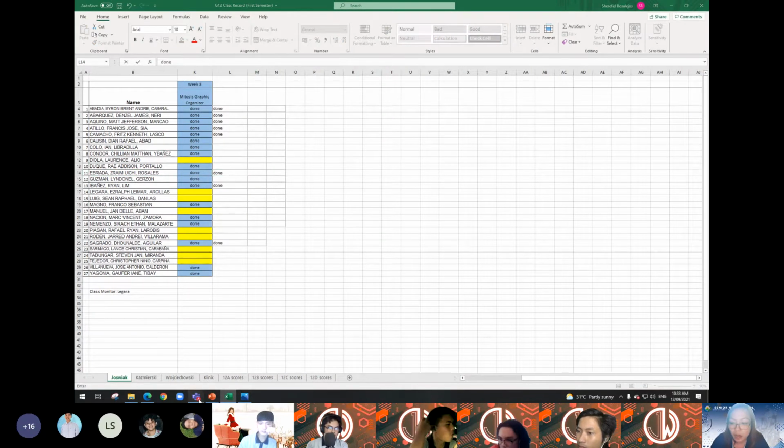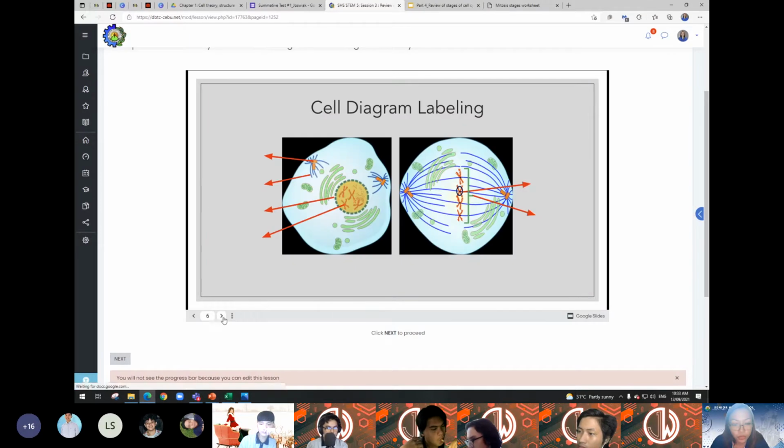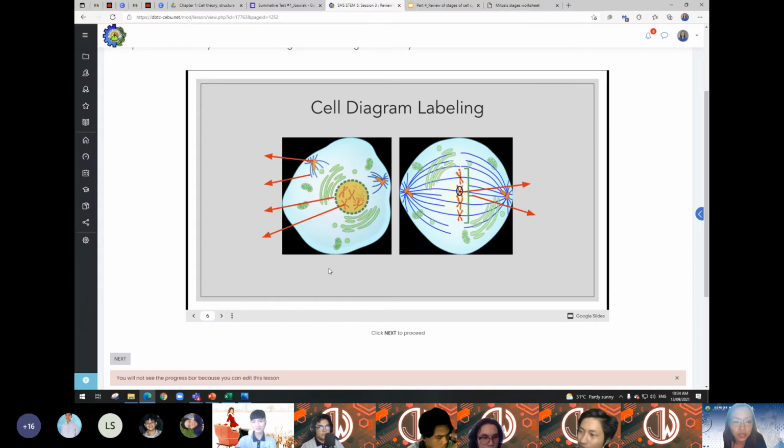Okay. Now it's 10:33. Now, diagram labeling. Okay? I want everyone to take a look at this diagram, and then I will call Mr. Kolo. Kolo, I want you to take a look at this diagram and let's identify the diagram labeling.